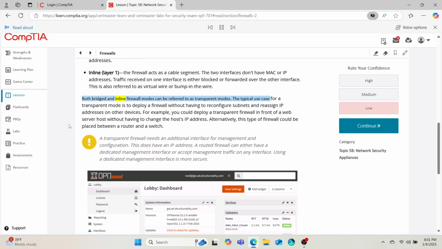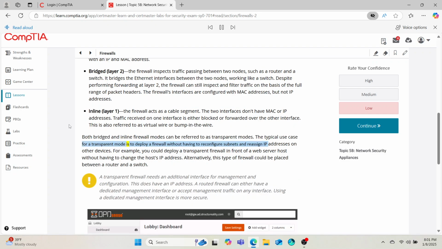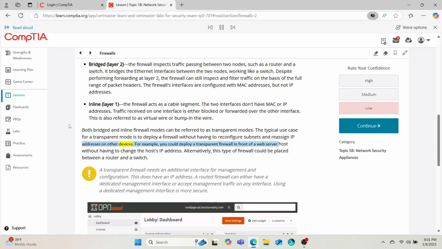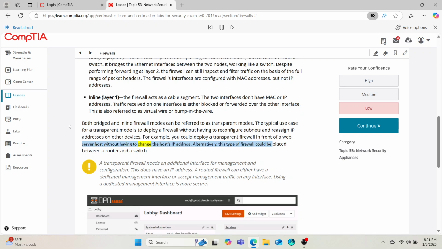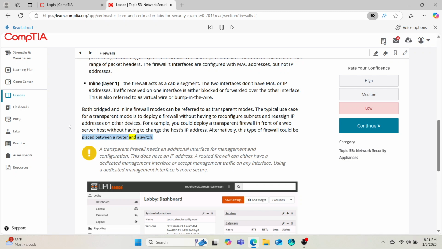Both bridged and inline firewall modes can be referred to as transparent modes. The typical use case for a transparent mode is to deploy a firewall without having to reconfigure subnets and reassign IP addresses on other devices. For example, you could deploy a transparent firewall in front of a web server host without having to change the host's IP address. Alternatively, this type of firewall could be placed between a router and a switch.